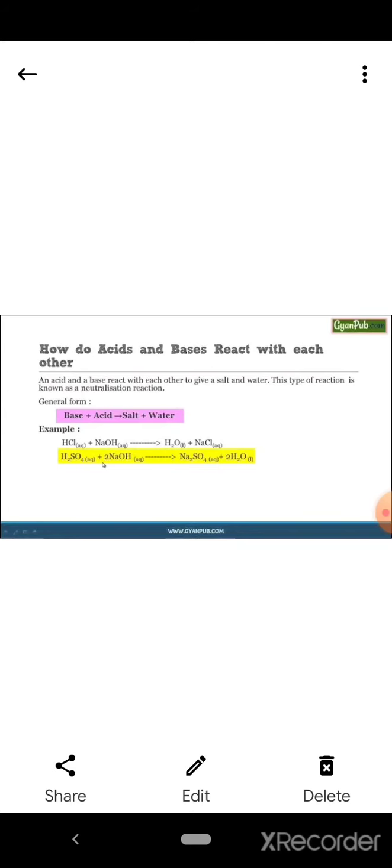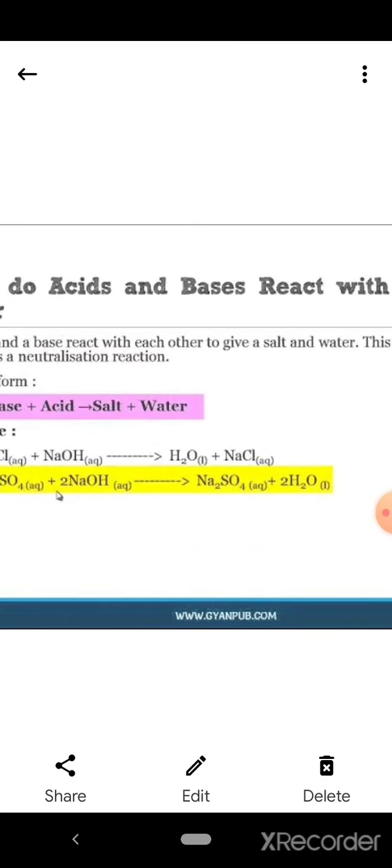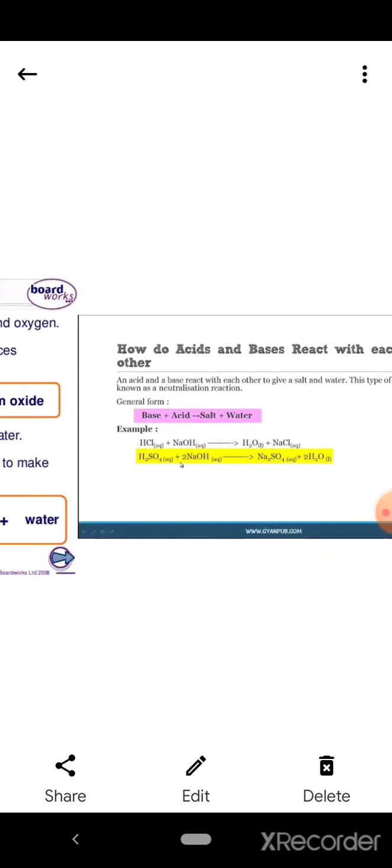Okay. Now the reaction between an acid and a base to give a salt and water is known as neutralization reaction. In general, a neutralization reaction can be written as acid plus base gives you salt and water. Acid and base are reactants while salt and water are the products. Okay. Acid plus base gives you salt plus water.